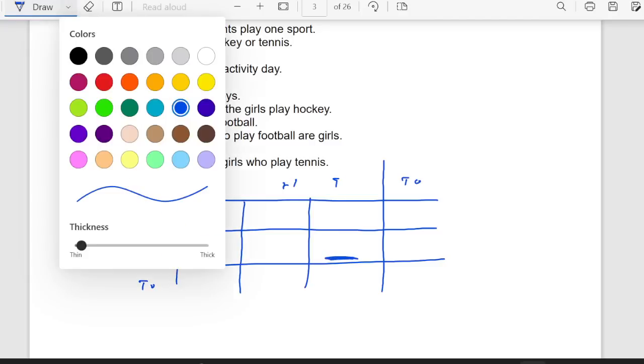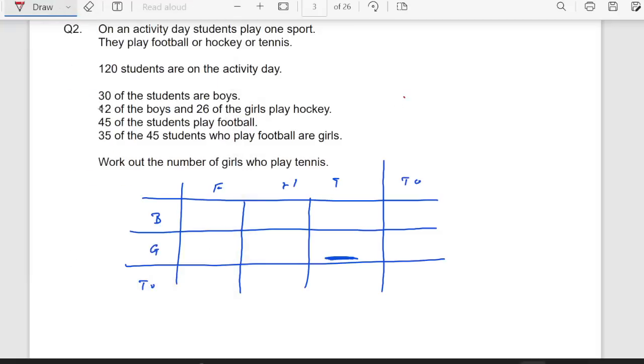I'm going to do it in stages though. I'm going to put information from the question. So 120 students are on the activity day. 30 of the students are boys. 12 of the boys and 26 of the girls play hockey. So hockey is 12 boys and 26 girls. 45 of the students play football. And 35 out of the 45 students who play football. So we didn't really need that piece of information because it's repeated there.